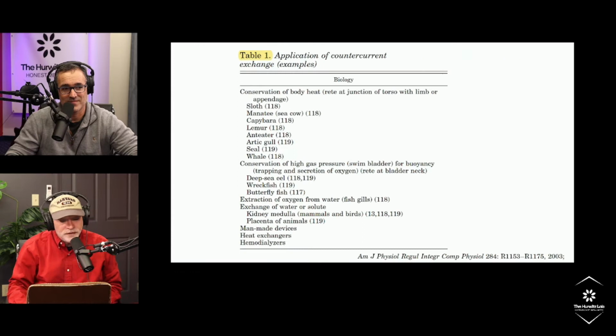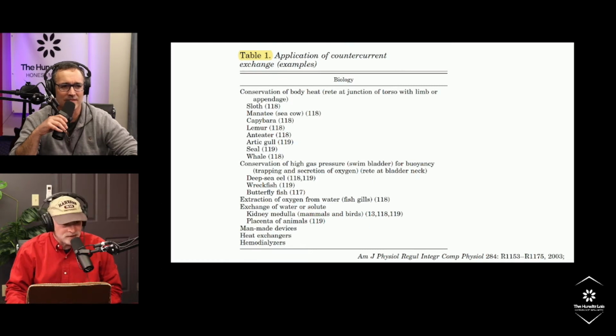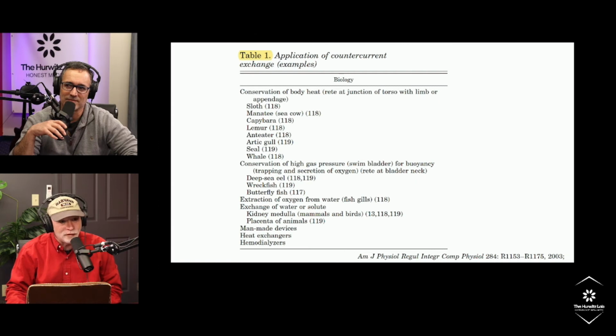Okay, so this is just a table I took from a recent review that shows examples of countercurrent exchange, and you see, a big one is to conserve body heat. Again, a temperature gradient is a temperature gradient. Right. It's a driving force. You don't want to give a lot of surface for loss, so you minimize the surface for loss. And I'll show you this in some pictures.